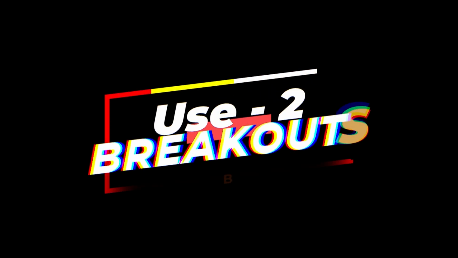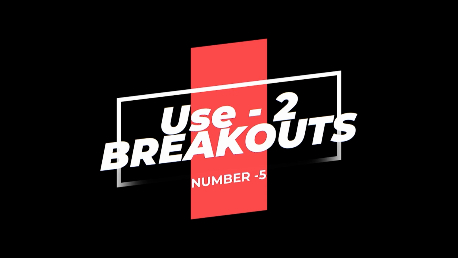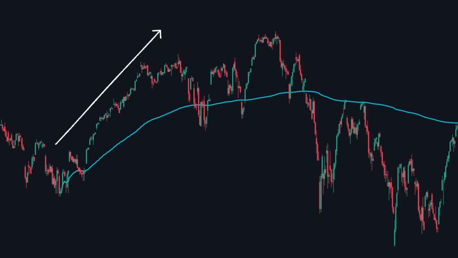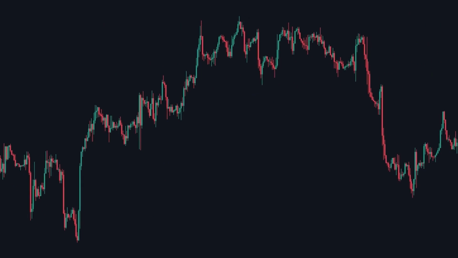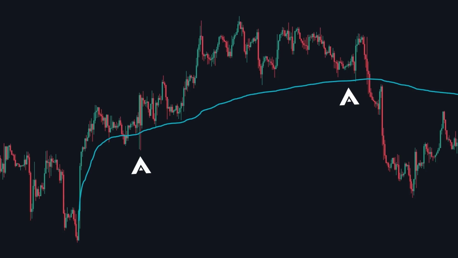5. Use number 2. Breakouts. Following a sustained trend, a breakout from the Anchored VWAP can indicate that the trend is losing momentum and a reversal is on the way. For example, in an uptrend that began with this candle, we plotted the anchored VWAP from this position. The price gained support at the VWAP twice before falling below it. When the price fell below the VWAP, a big down move followed.